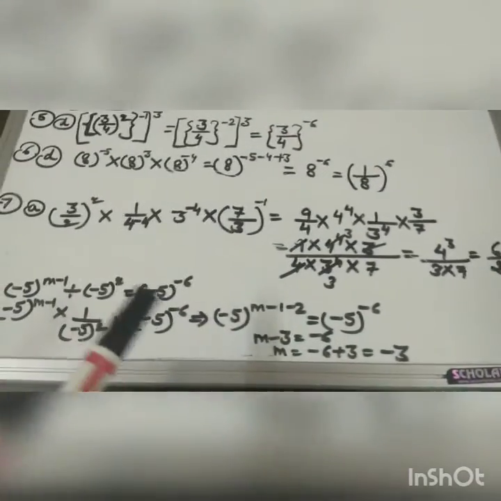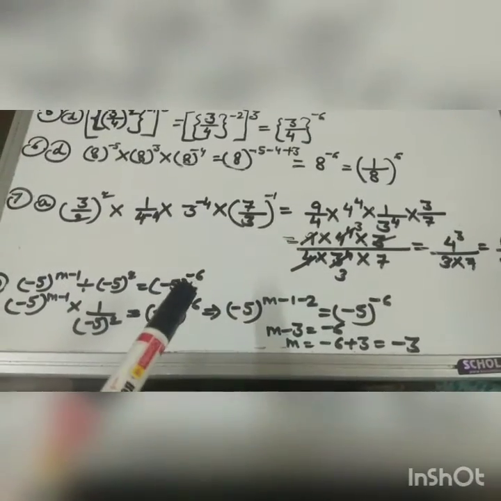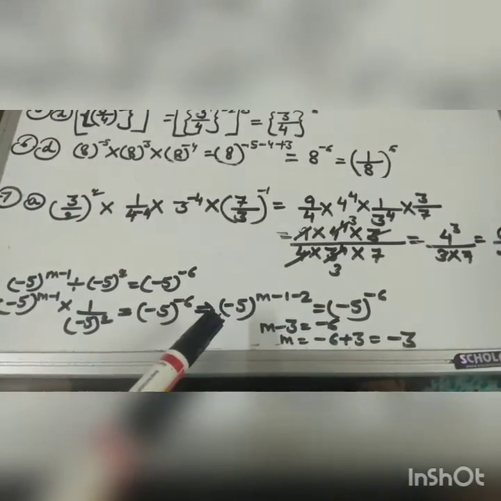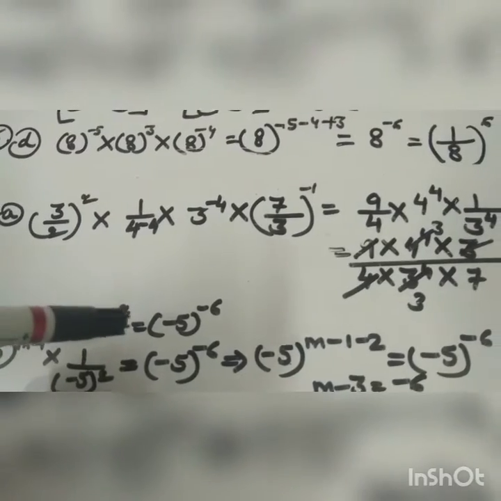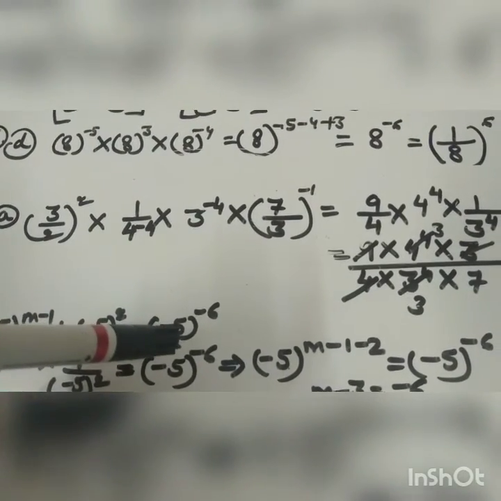Now last question is very different. Up till now we were doing only the simplification question. Now in this question what do you get? (Minus 5) to the power n minus 1 divided by (minus 5) to the power 2 equals to (minus 5) to the power minus 6. Bases are same throughout. So you have to collect the powers on the left hand side and right hand side and make the bases same and then equate the power. That is what the step says.